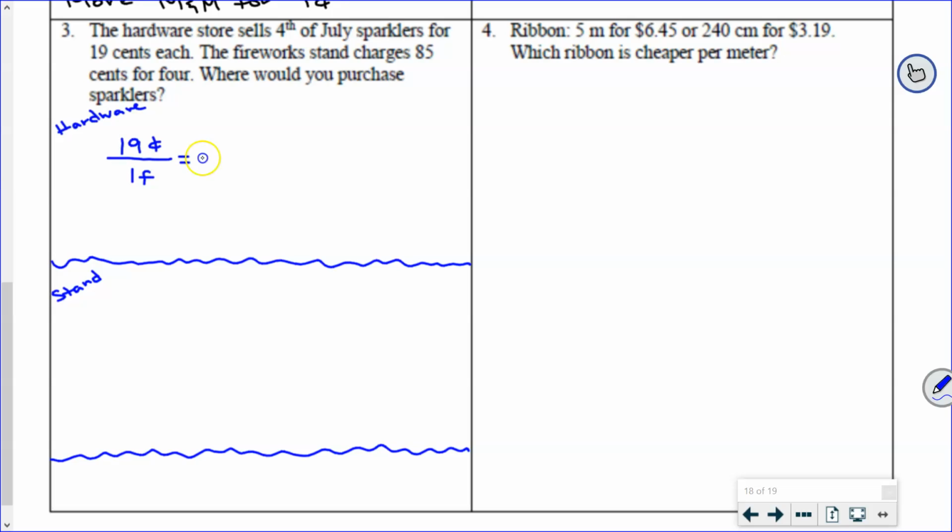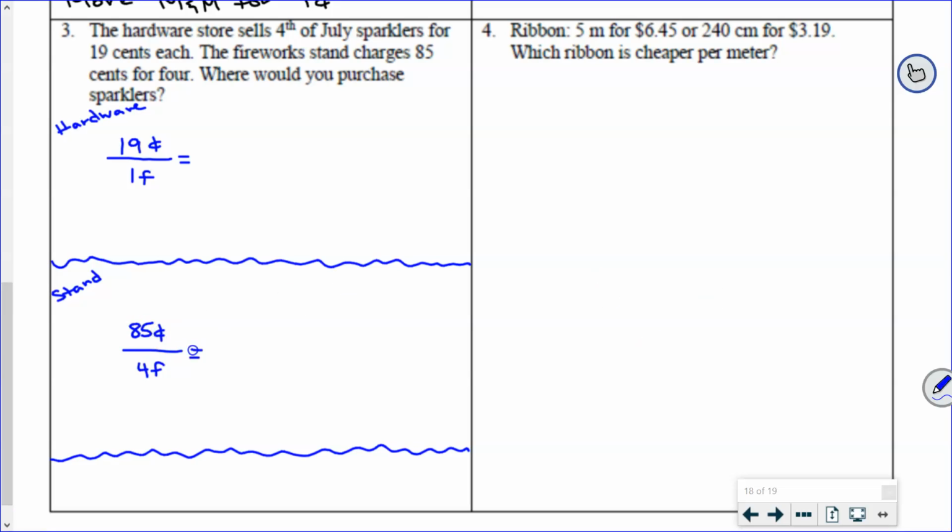And my goal is to turn this into a 1 on the bottom, and that's why I see that I'm already done, because that 1 already is a 1. So I don't need to take any steps there on the hardware store selling fireworks. But let's take a look at the fireworks stand that charges 85 cents for 4 fireworks.